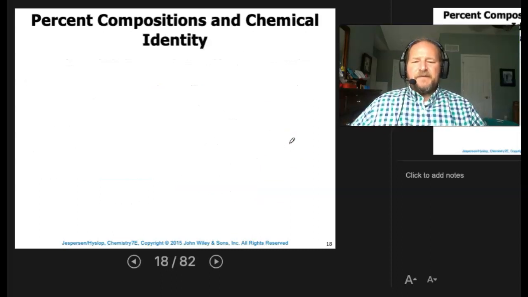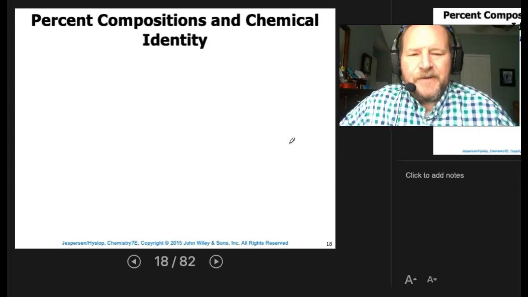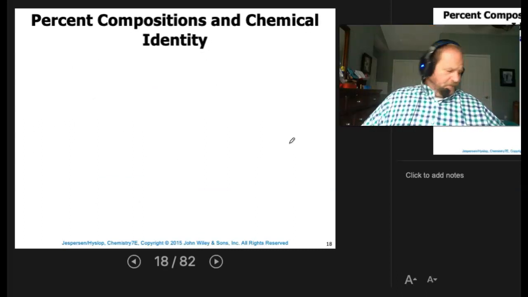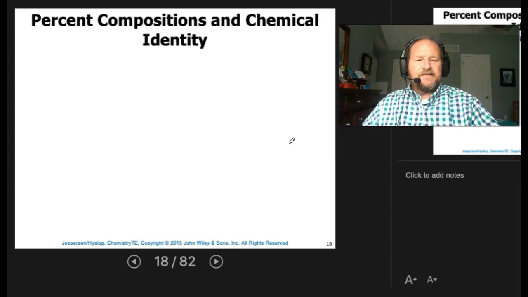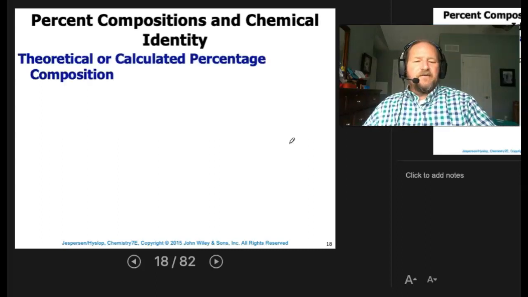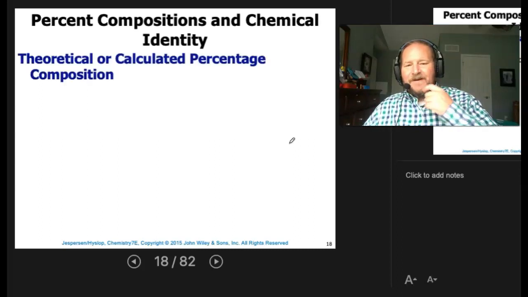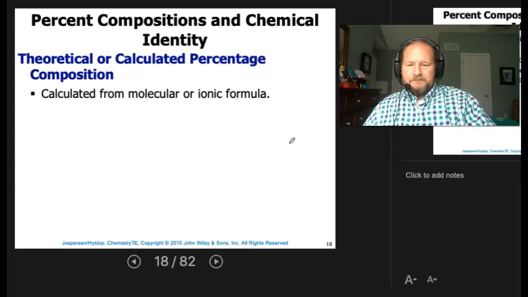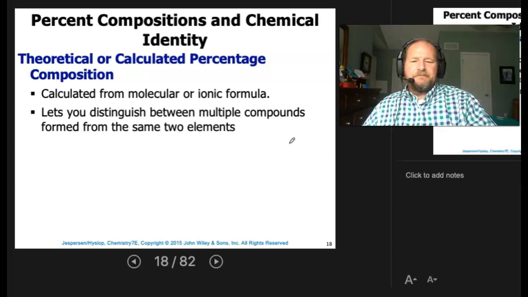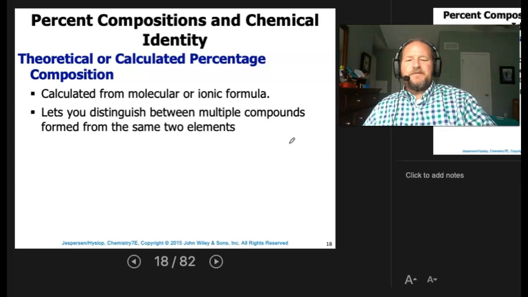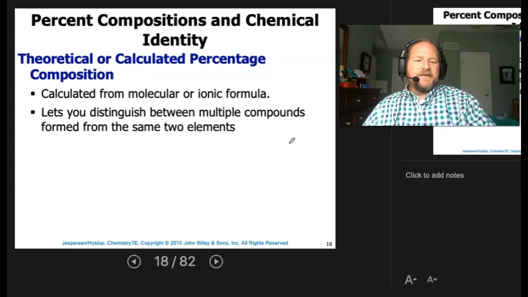All right, percent compositions and chemical identity. So why do we care about these percent compositions? It's because we can use these to figure out our theoretical or even calculate the percent composition of a compound. So we can do this for molecular or ionic compounds, it doesn't matter. We can do it for either, and the method will be the same. It will also let you distinguish between multiple compounds formed from the same two elements.